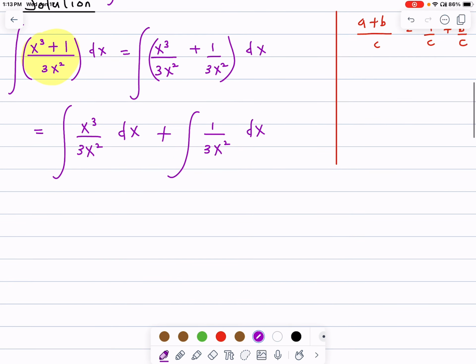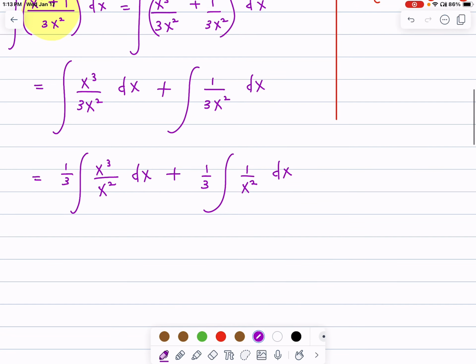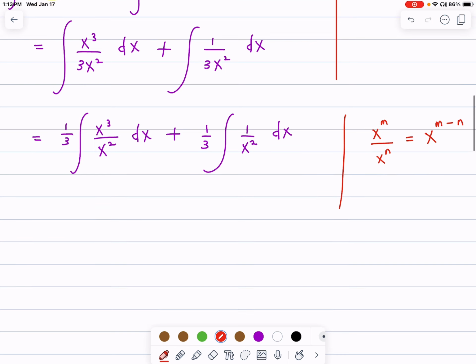And this is just going to be, I can pull out the constant, so I have 1 over 3 x cubed over x squared dx plus 1 over 3 1 over x squared dx, right? I just pulled out the constant term. Then I can use the rule of exponents, that says that x to the power of m divided by x to the power of n is equal to x to the power of m minus n. I can use the rule of exponents for the first integral, right?